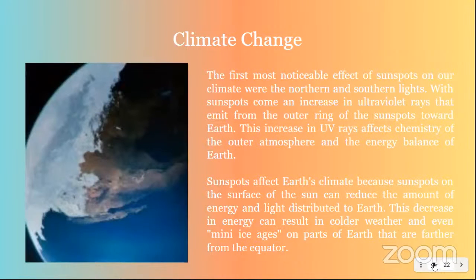Sunspots affect Earth's climate because sunspots on the surface of the sun can reduce the amount of energy and light distributed to Earth. This decrease in energy can result in colder weather and even many ice ages on parts of Earth that are farther from the equator.